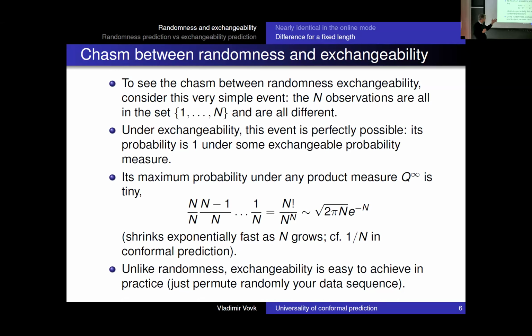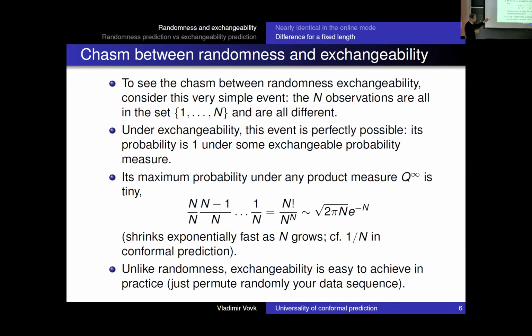So first, you can see that exchangeability is much weaker, because exchangeability is very easy to enforce in practice. You are given any data sequence, you permute it, you get exchangeability. But of course, it's not IID. It's only exchangeable. So the difference is clear. The difference must be big.